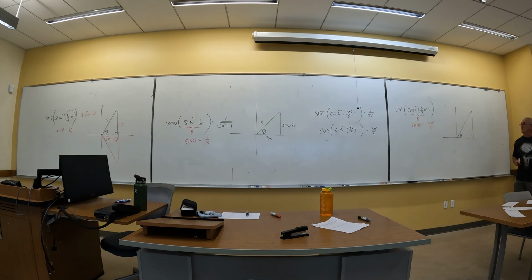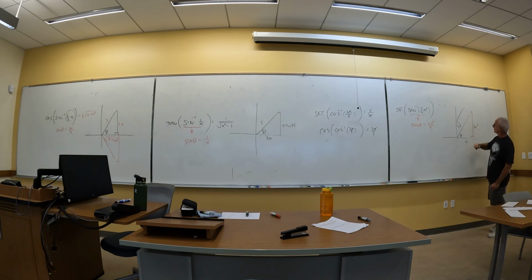All right. The right goes where? 3x squared. The bottom is 4. The hypotenuse is root 9x to the 4th minus 16. Everybody okay with that? Yeah. That's it? That's a yes? Okay.